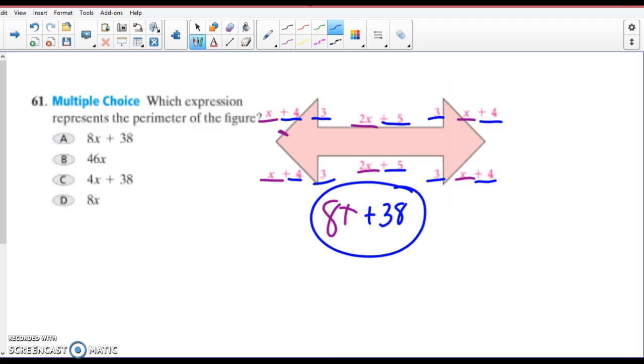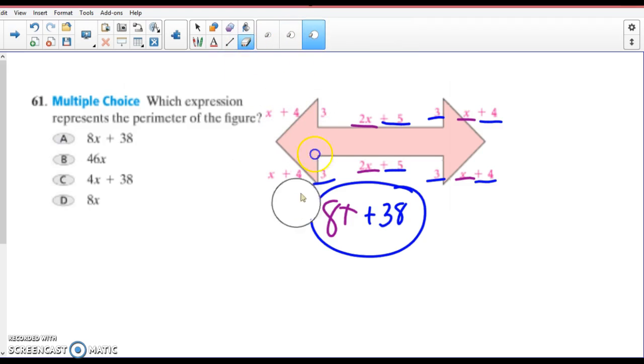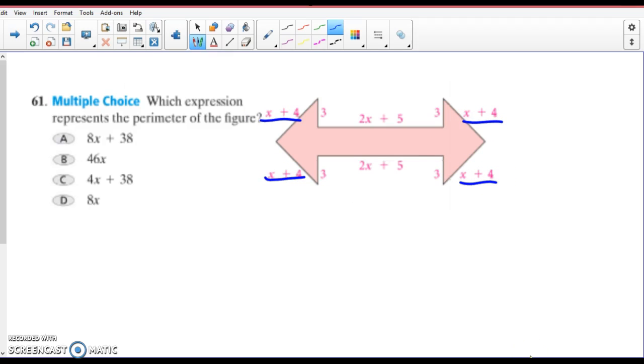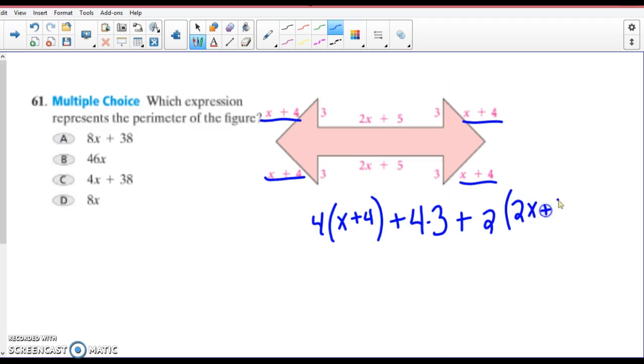Now, I really like what Delaney did. This is what Delaney did. She said, okay, there are 1, 2, 3, 4 of these. So she wrote 4 times the quantity x plus 4, plus 1, 2, 3, 4, 4 times 3, plus 2 of these. 2 times the quantity 2x plus 5. I really like that thought process.